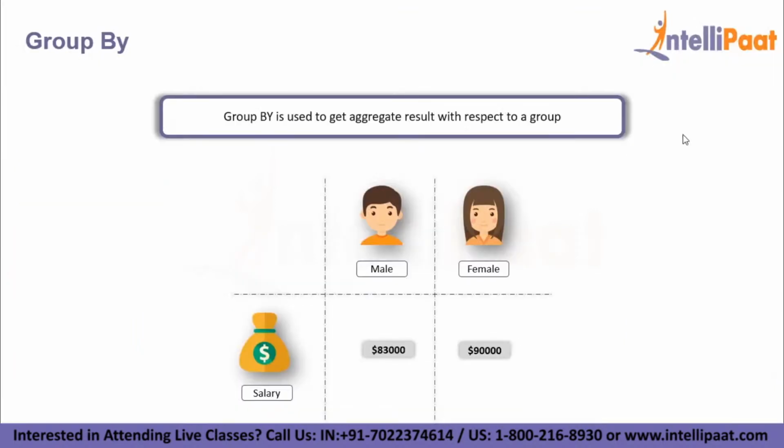The group by statement is used to get aggregate result with respect to a group. For example, let's say we wanted to find out the average salary with respect to gender. That is, average salary of male employees separately and average salary of female employees separately. This is where we can use group by to divide the data into 2 groups, male and female, and find out the average salary of each group separately.